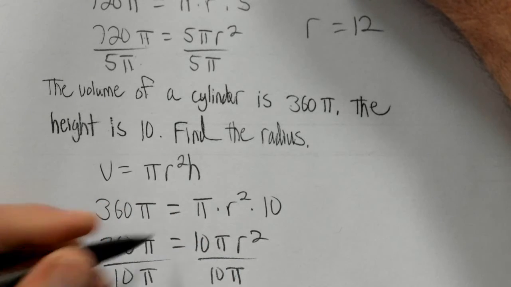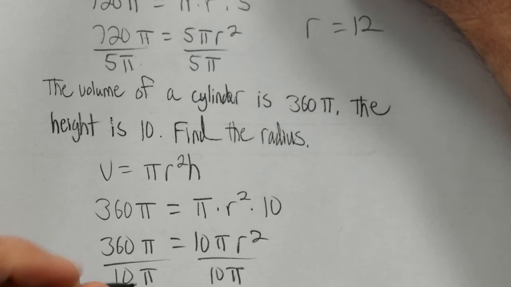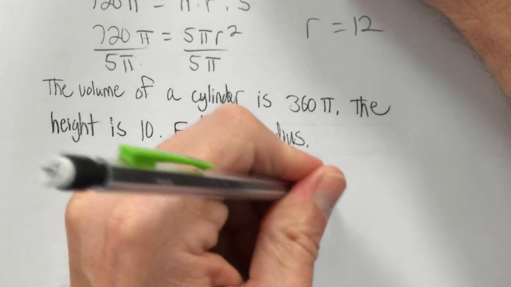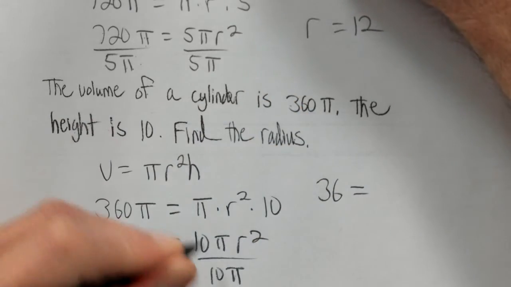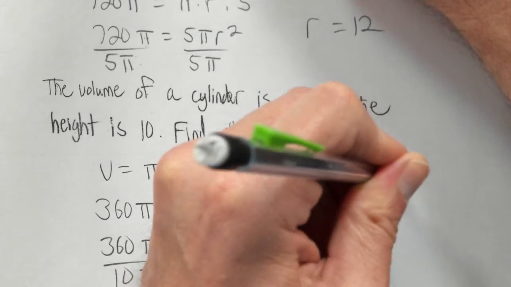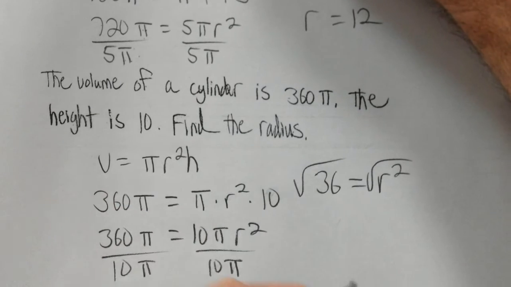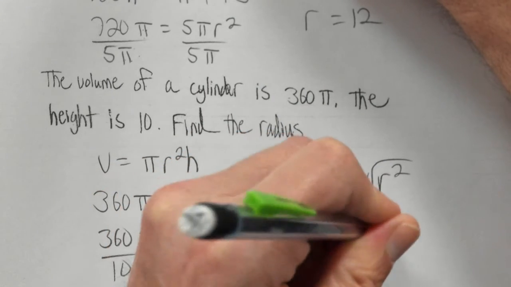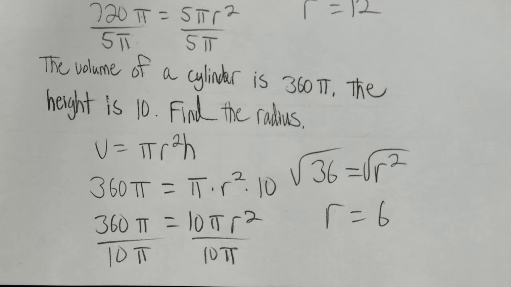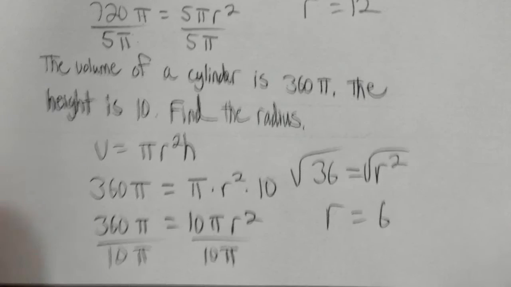Alright, once that happens, then the pi's cancel here. 360 divided by 10 is 36. 10 pi cancels here, r squared. And if r squared equals 36, I need to take the square root of both sides, and then that will allow me to figure out that r is 6. R is 6. So once again, start with the correct formula, plug in the parts that they give you, solve for the missing piece. All right?